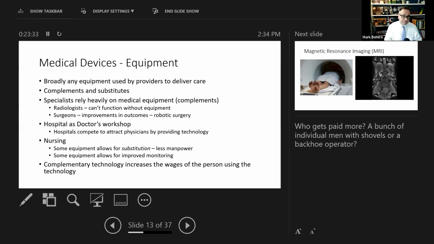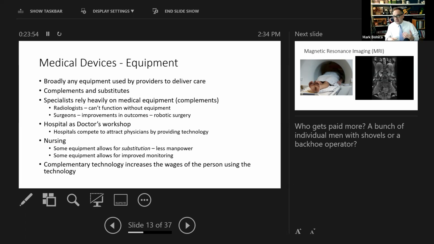As you go along. All right, so medical devices. Now we're going to shift gears. We're going to actually start talking about different kinds of technology. So we're going to talk about equipment. We'll talk about pharmaceuticals, and we'll talk about some IT stuff. So let's talk equipment. Broadly speaking, what are we talking about? It's anything that a provider uses to deliver care.